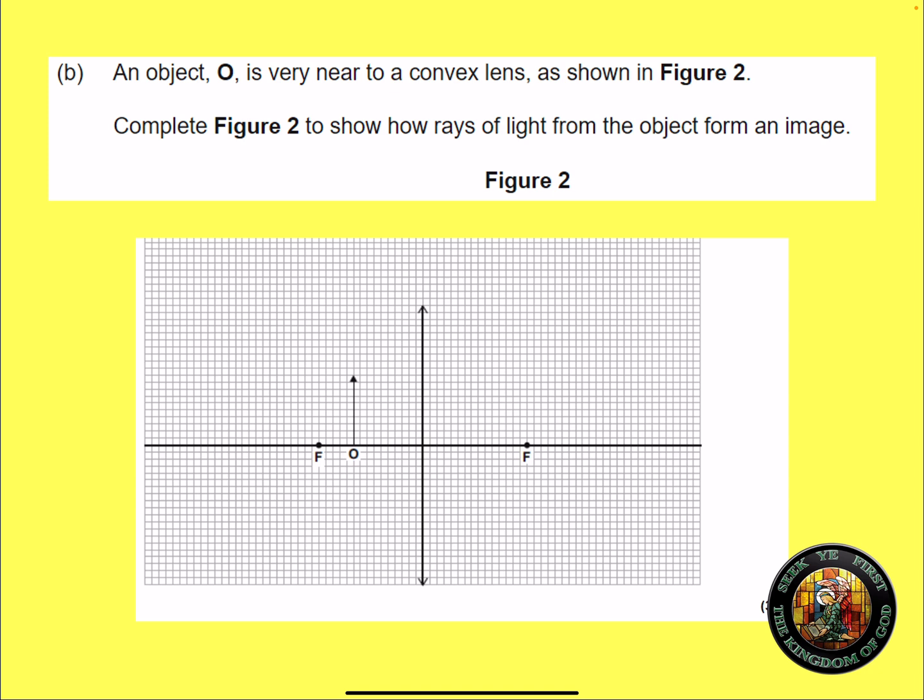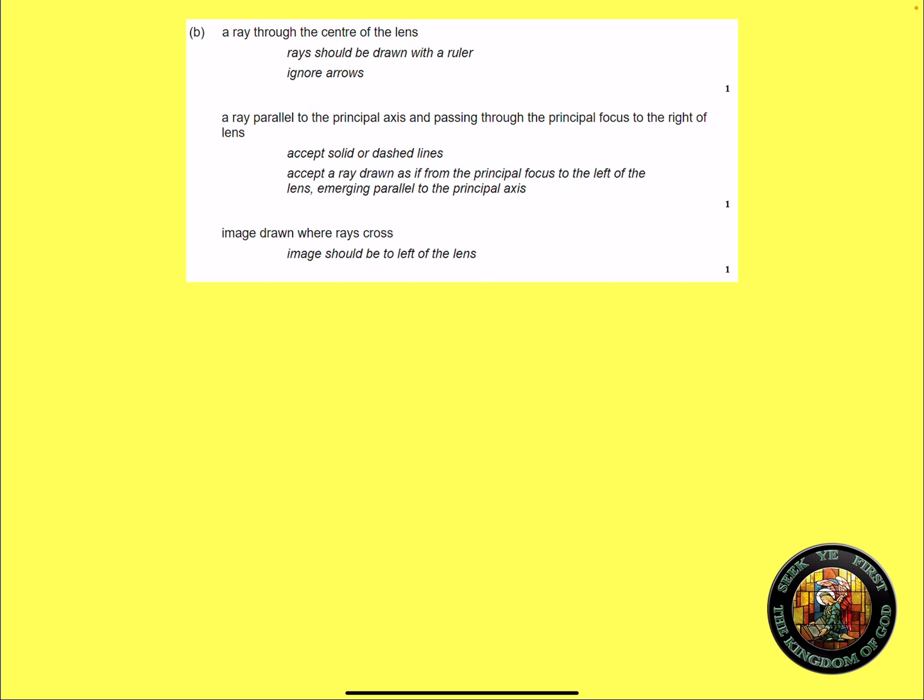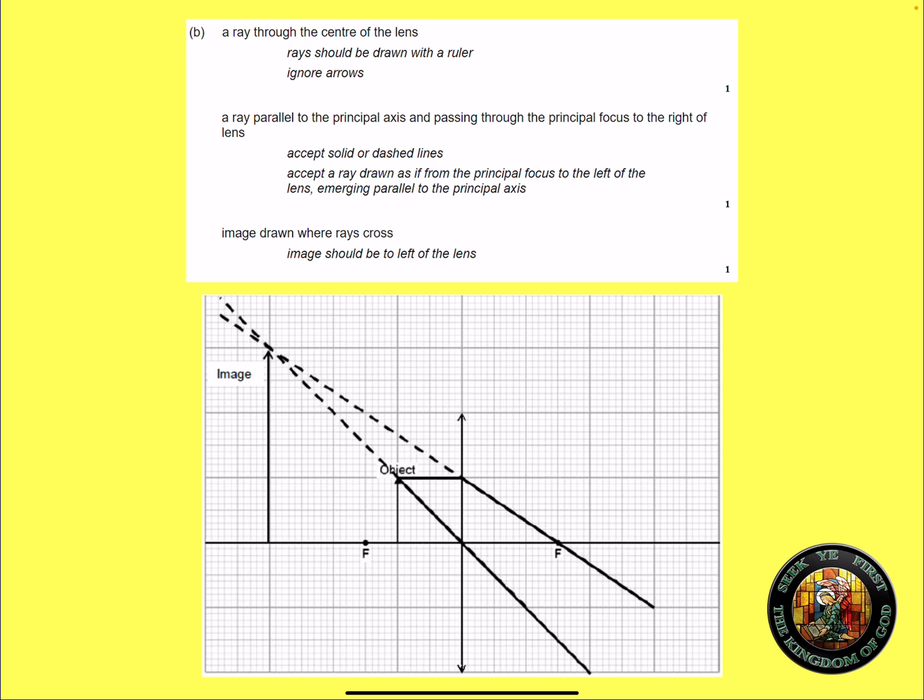Here we go. So a ray through the centre of the lens, a ray parallel to the principal axis, passing through the principal focus on the right of the lens, and the image drawn where rays cross, worth 3 marks. And that's what you should have got.